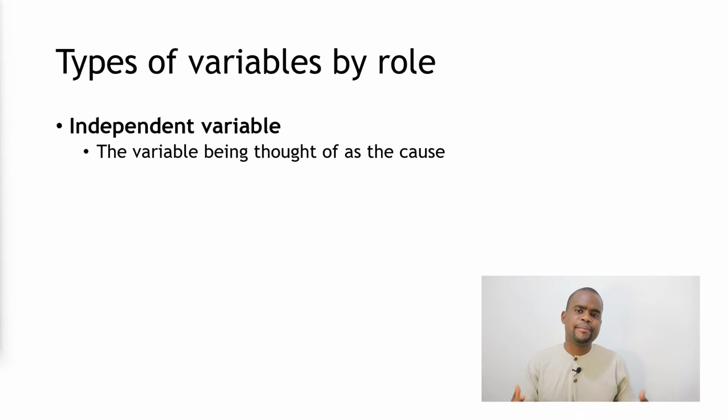So those factors, for example, you might have wind, you might have temperature, you might have humidity. Those are variables that we think are affecting a certain outcome.